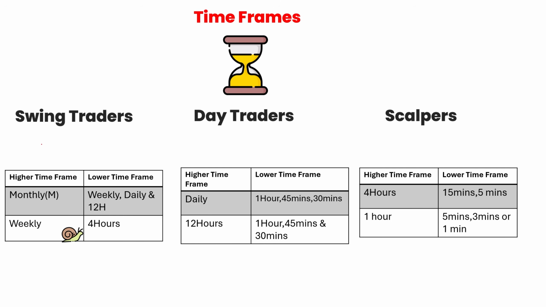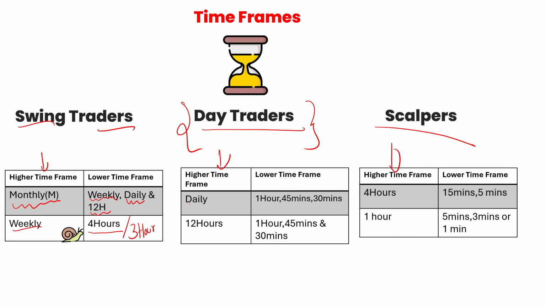We have the monthly. These are the higher time frames, guys. Higher time frame for a swing trader. This is for day traders, for scalpers. For the monthly time frame, you are going to use the weekly to make an entry, or the daily, or the 12 hours. We have the weekly time frame. You are going to use the 4 hours, or maybe the 3 hours.